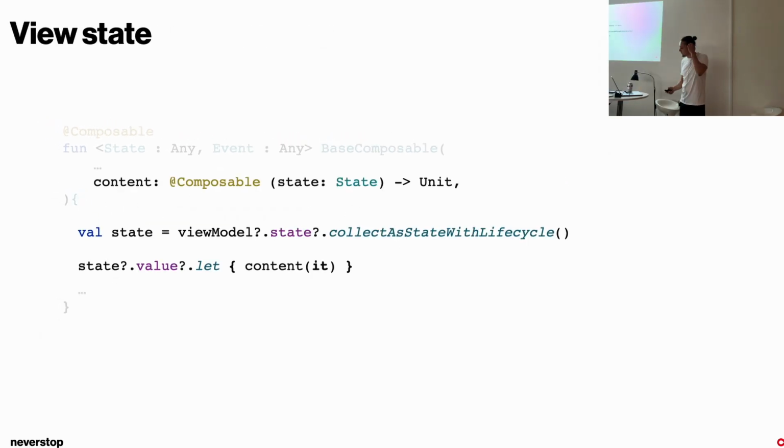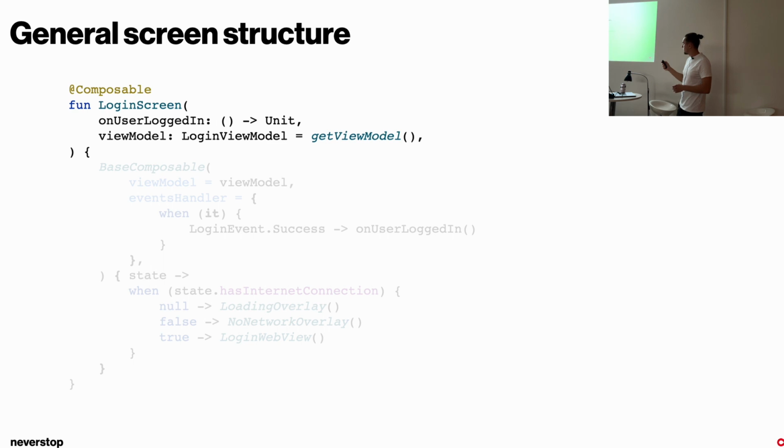And let's take a look at the view state. As I said, one of the BaseComposable's parameters is this content that needs state. We also observe it, we use the same method, and we just pass in the state. Okay, that was a bit technical. I hope I didn't lose you, but I hope it will make more sense now, where we can see what the general screen structure looks like.